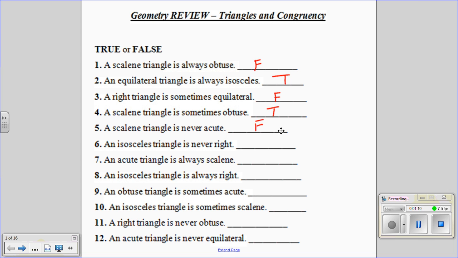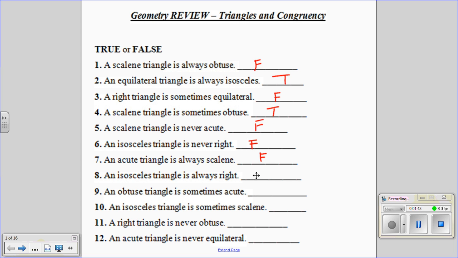Number 6, an isosceles triangle is never right. That is false. We have a 45, 45, 90 right triangle that is also isosceles. So that proves that statement wrong. Number 7, an acute triangle is always scalene. That is false as well because I just mentioned that it could be equilateral. It could also be isosceles.